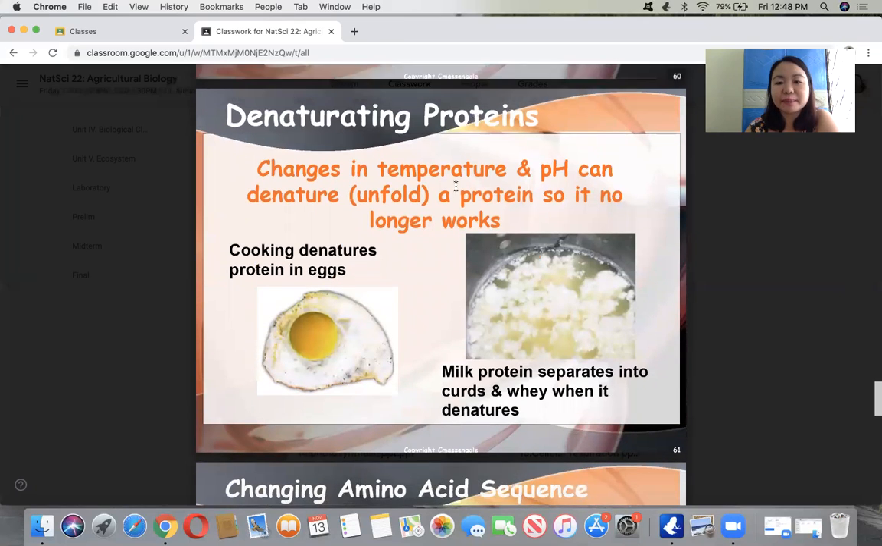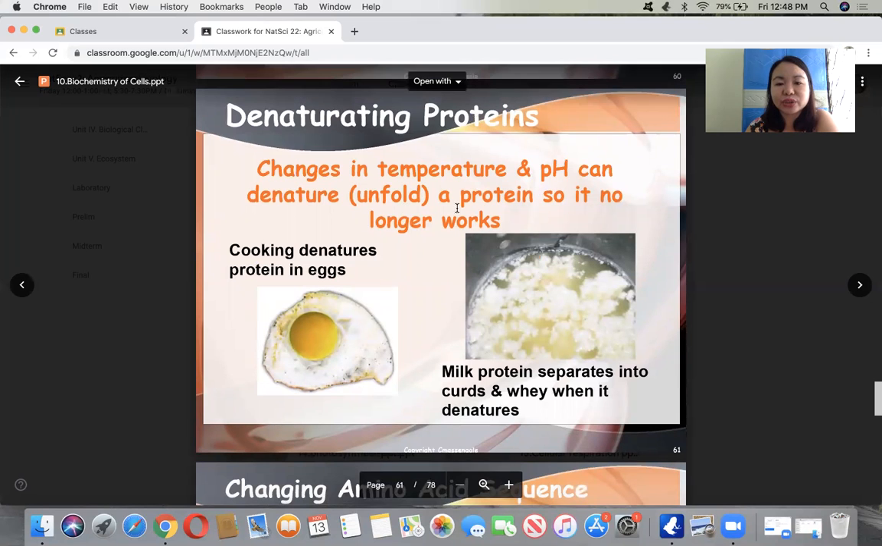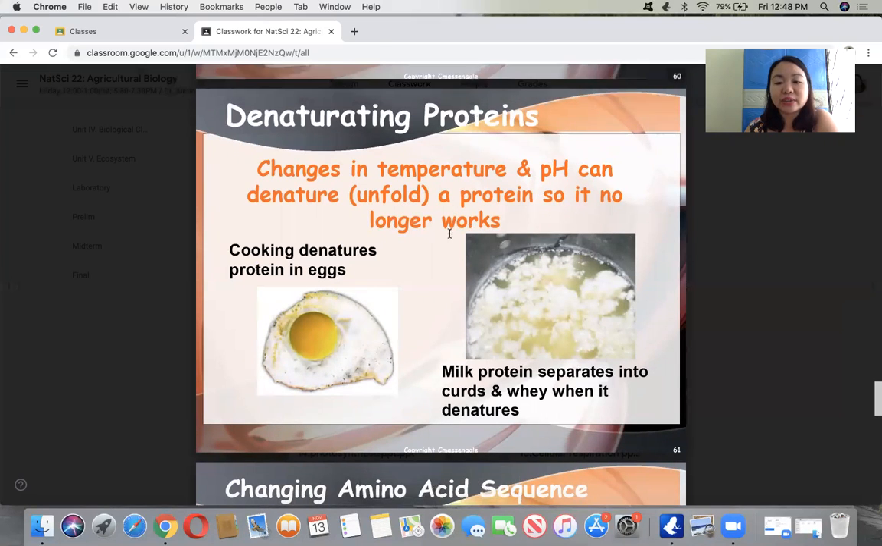We also have denaturing of proteins. Changes in temperature and pH can denature, or unfold, a protein so it no longer works. So when you cook an egg, it denatures the proteins, no? And milk protein separates into curds and whey when it denatures, as when you make cheese.